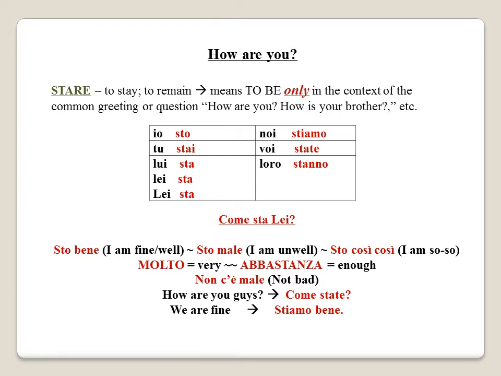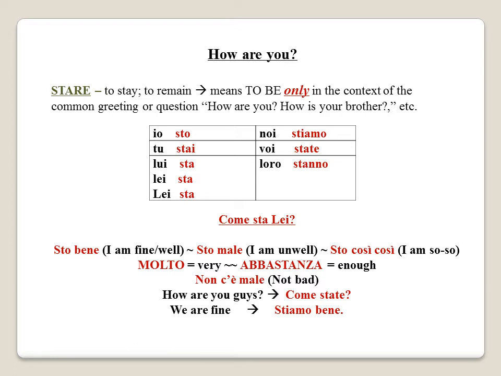However, in that one narrow context of the ubiquitous question, how are you, Italians will use stare instead of essere, which is the Italian verb that most closely equates to be. Essere will be discussed later in this lesson.